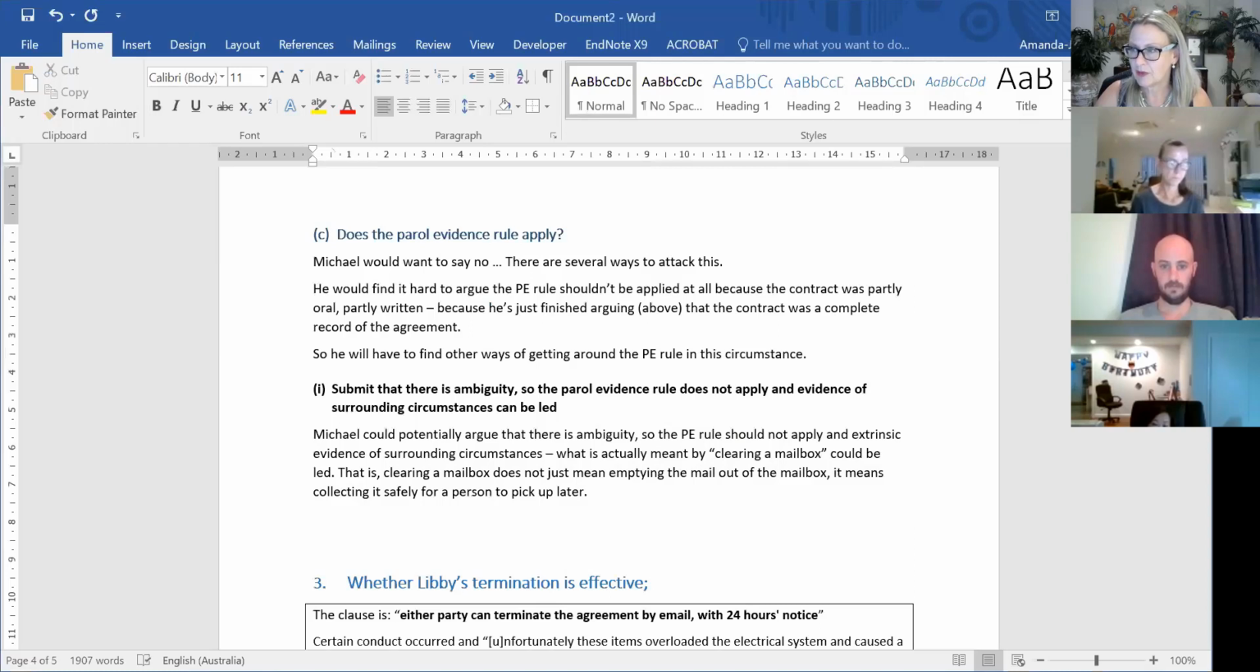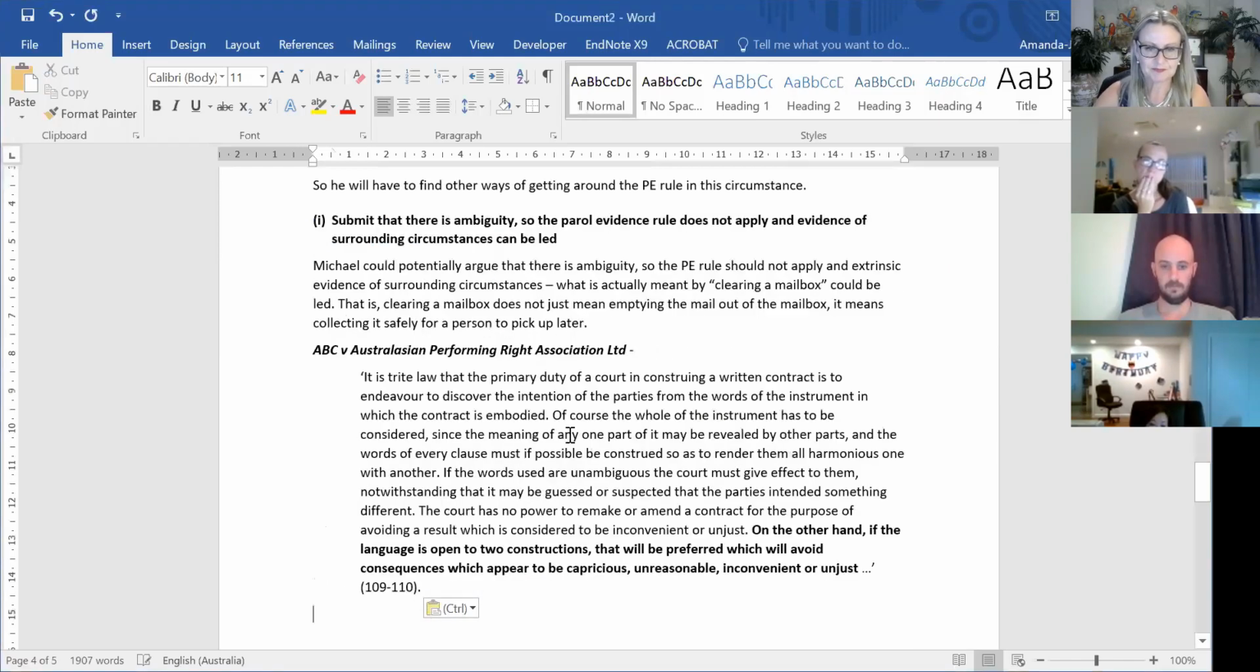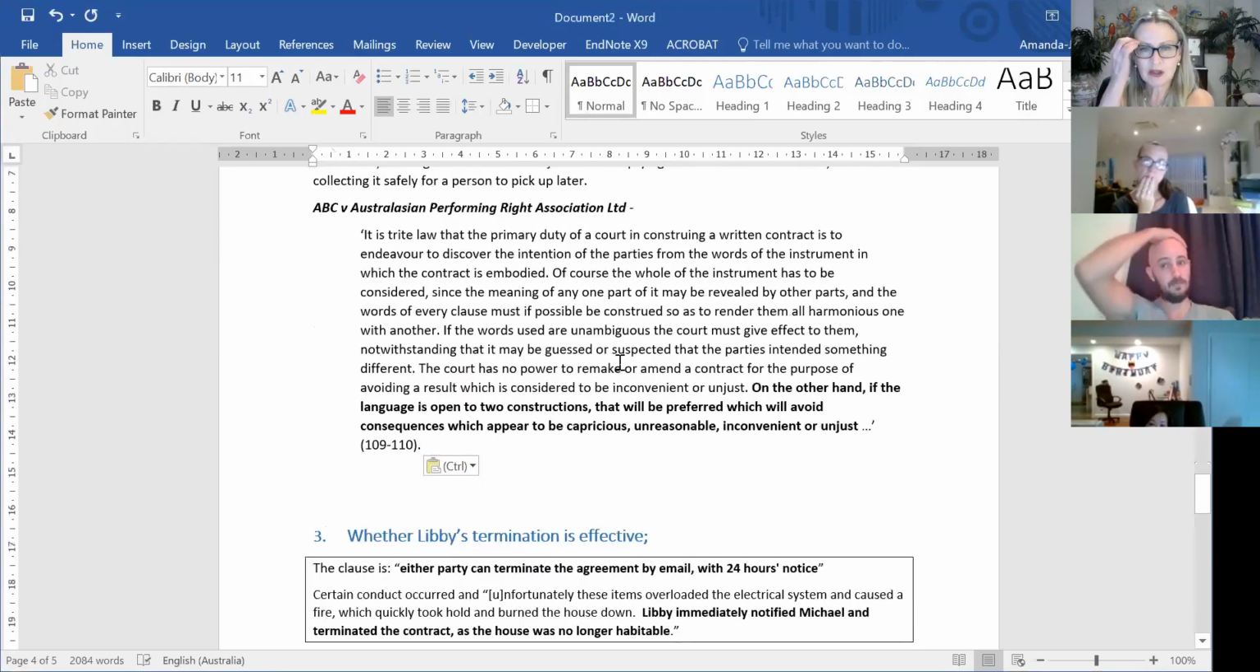And there's that nice little quote from ABC. If we have a look at the quote, I think it might help us. In right law, the primary duty of a court is to endeavour to discover the intention of the parties from the words of the instrument in which the contract is embodied. Of course, the whole instrument has to be considered. That's what Damien said earlier. Since the meaning of any one part might be revealed by other parts, the words of every clause have to, if possible, render them all harmonious together.